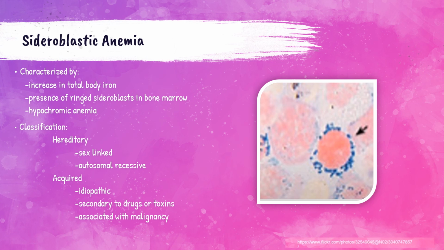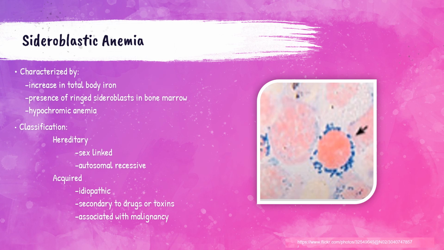Now, patients with sideroblastic anemia will have microcytic hypochromic red blood cells within their peripheral bloodstream, so a lowered MCV and MCHC value. And again, if you don't know what MCV and MCHC are, check out my red blood cell indice video. Now, there are 2 classifications of sideroblastic anemia: hereditary and acquired.